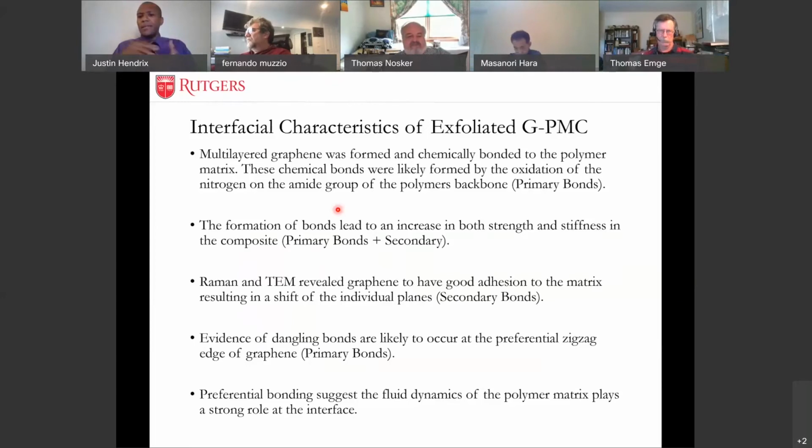Next, we'll see that on the edges that are susceptible to erosion or dangling bond creation, it's possibly due to a zigzag edge on the graphene sheet, and that's where we believe that primary bonds are likely forming. And lastly, we're going to talk about the bonding that's suggested from the polymer. If the polymer undergoes a change in potential energy, that would lead to the possibility of it bonding to the exfoliated graphene in situ.